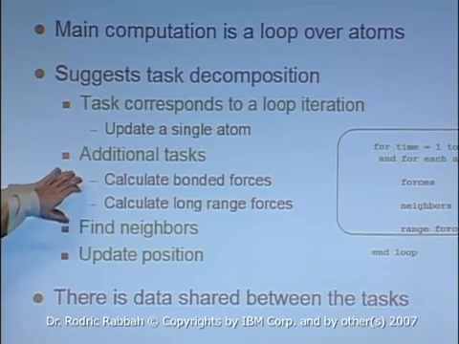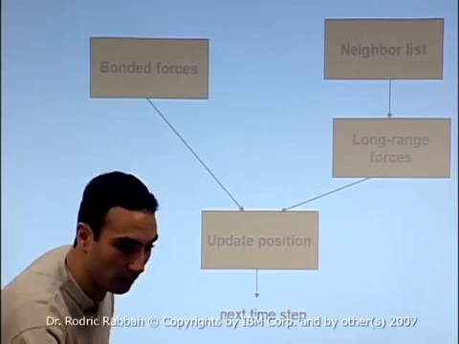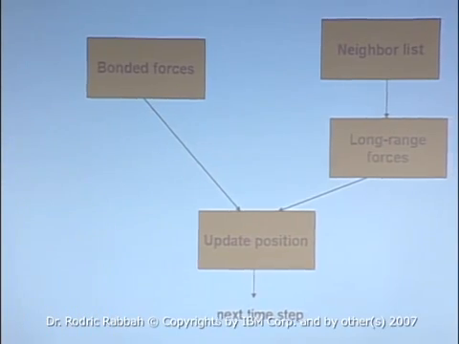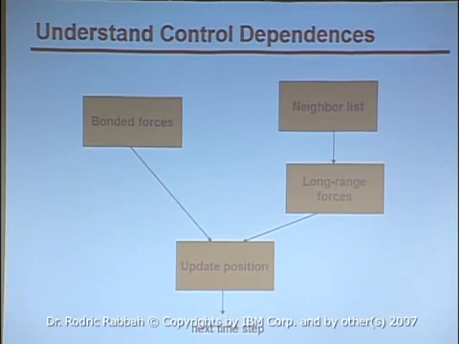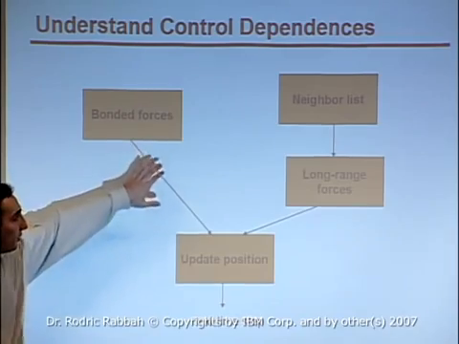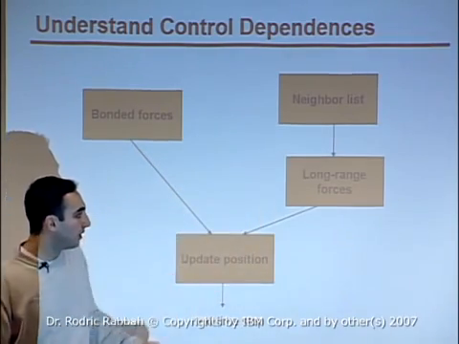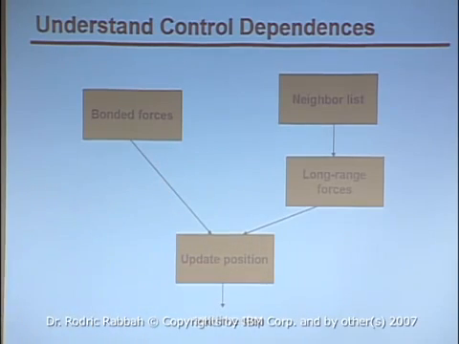But there are additional tasks, so data-level parallelism versus control parallelism. For each atom, you also want to calculate the forces, calculate long-range interactions, find neighbors, update position, and so on. Some of these have shared data, some of them do not, so you have to factor that in. Understanding the control dependencies tells you how you need to lay out your orchestration. You have your bonded forces and your neighbor list, which affects your long-range calculations. But to update the position, I need both of these tasks to have completed.